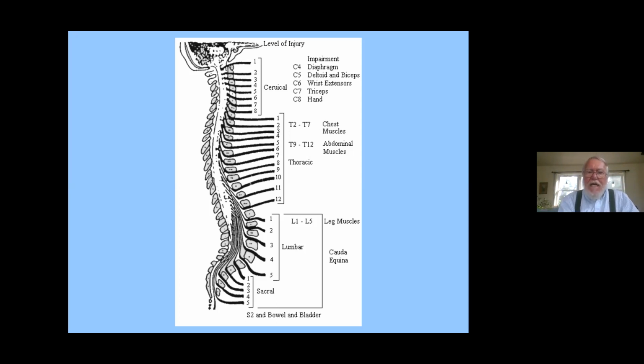Then we can see the upper thoracic cord, T2 to T7, is controlling many of our chest muscles, whereas T9 to T12 is controlling the abdominal muscles. So if we think about the thoracic cord as a place where inputs and outputs are going from the spinal cord, we can pair that up with what?